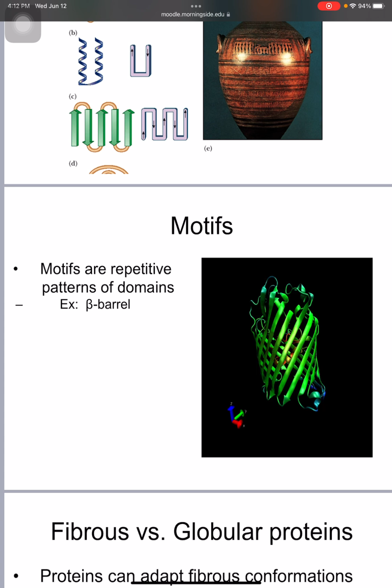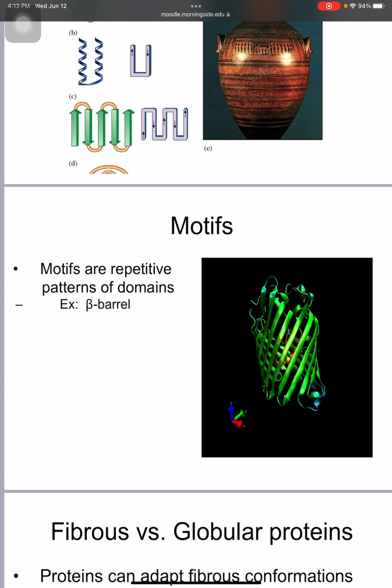There's a good photo on page 91 of the book that shows several of them. This one in this picture is called a beta barrel, and you can see it literally makes sort of a barrel-like arrangement. Otherwise, I'm not going to spend a whole lot of time on motifs.